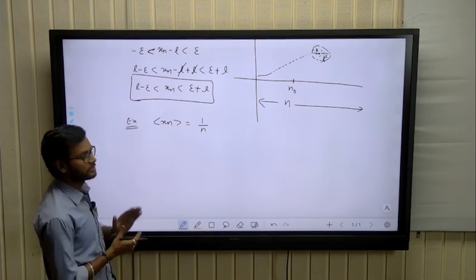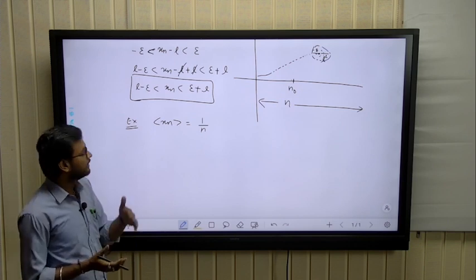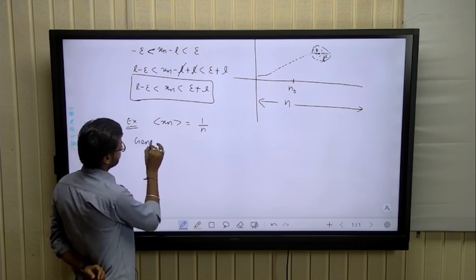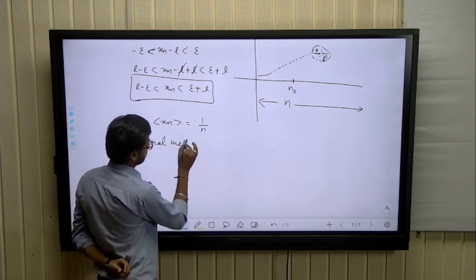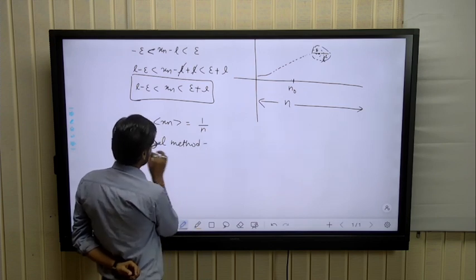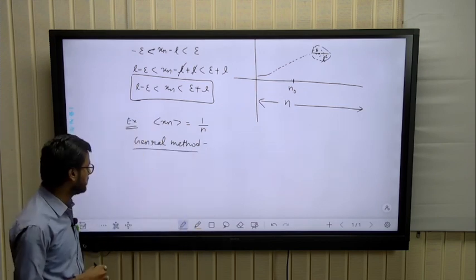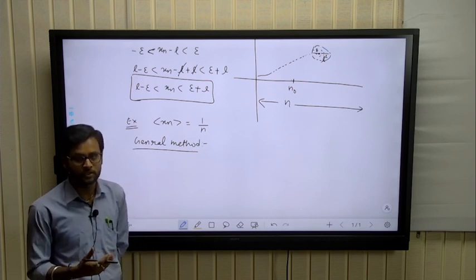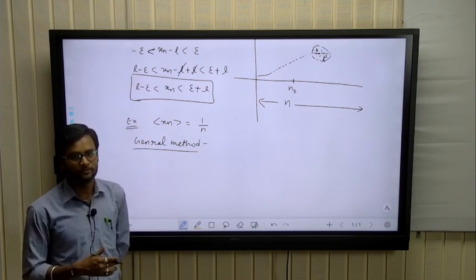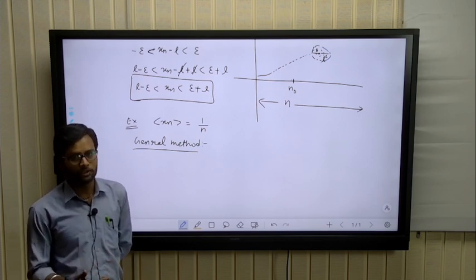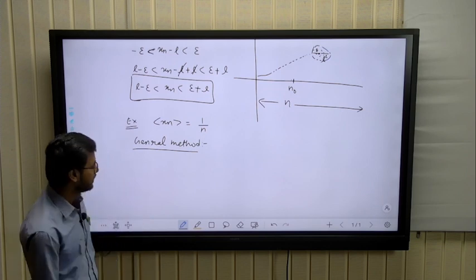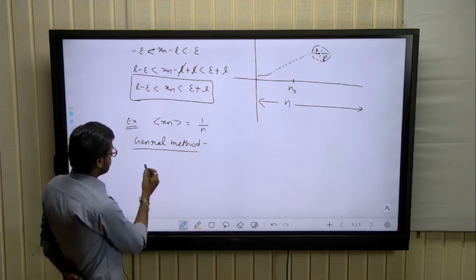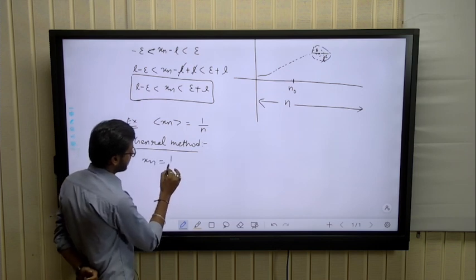Okay, first we discuss the limit of a sequence by the general method. This is basically the high school method. But when we go further in graduation, we basically use the mathematical definition to find the limit of a sequence. This is the high school method, so we do not discuss much more about it. So xn is 1 upon n.